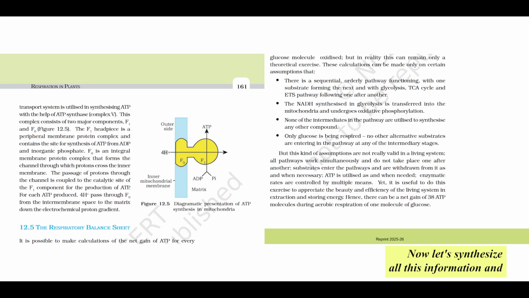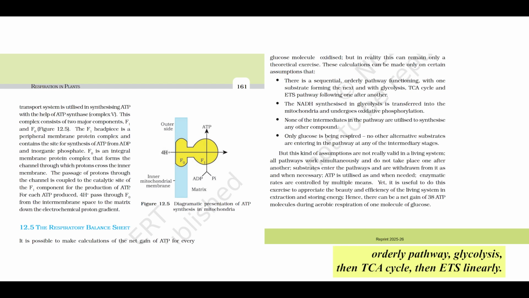Now let's synthesize all this information and construct the theoretical maximum ATP gain from the complete aerobic respiration of one glucose molecule. While it's crucial for your understanding of energy efficiency, it's very important to remember that this calculation is largely a theoretical exercise. These formulas are derived based on certain ideal assumptions that rarely hold perfectly true in a complex, dynamic living system. These assumptions include, first, a perfectly sequential, orderly pathway.